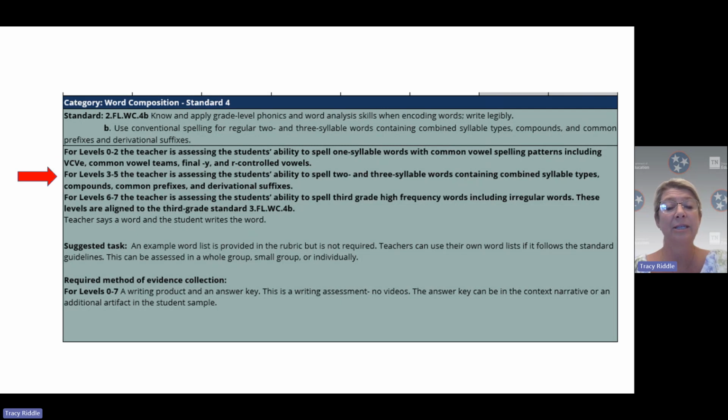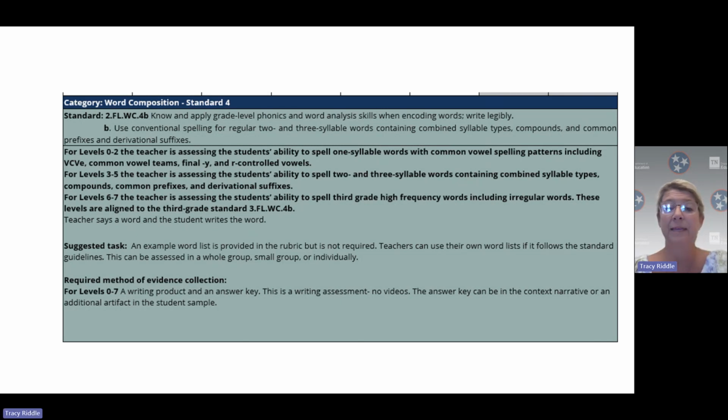In second grade, the teacher is assessing the student's ability to spell 2 and 3 syllable words that contain syllable types, compounds, common prefixes, and derivational suffixes. Once students have mastered this standard, then you can move into assessing the aligned third grade standard, 3 FL WC 4B. This standard is assessing the student's ability to spell third grade high-frequency words that include irregular words.